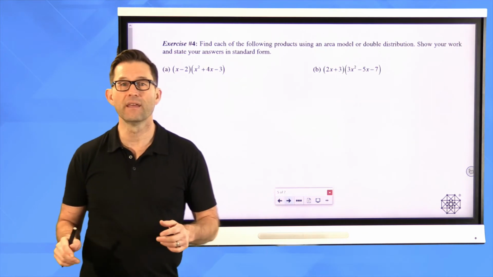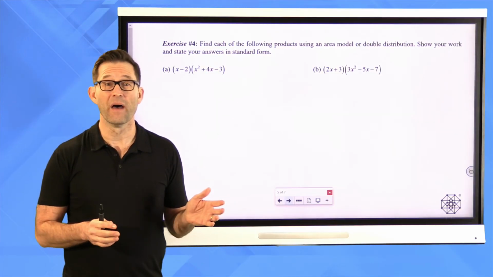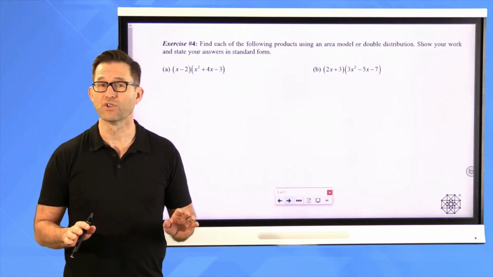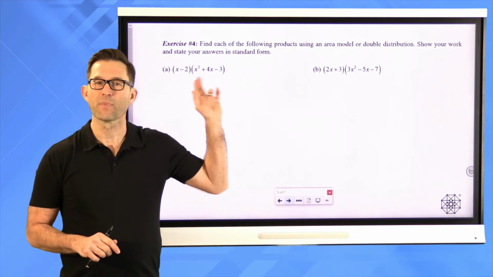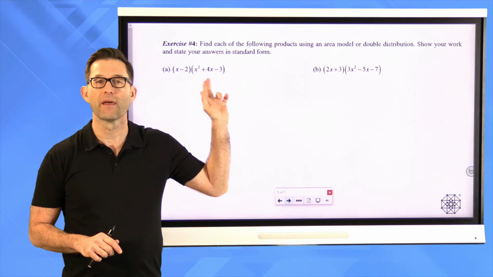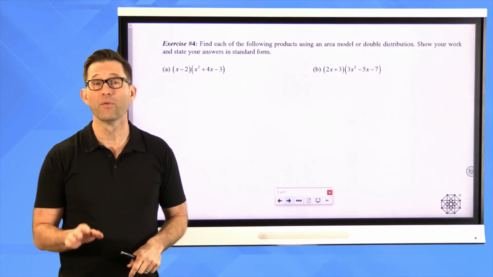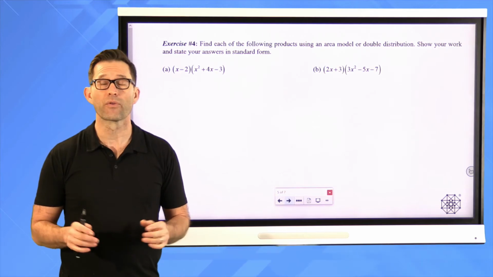All right, so let's keep going. Exercise number 4. Find each of the following products using an area model or double distribution. Show your work and state your answers in standard form. Well, we did just do an area method and a double distribution method. What I'd like you to do is pause the video now and use whichever technique you want. As a side note, I think I might do double distribution on letter A, and I think I'll do an area method on letter B just to get them both in there. I won't do both on both of them because it'll take up too much time, but I'd like you to pause the video now and see if you can work through these two products.